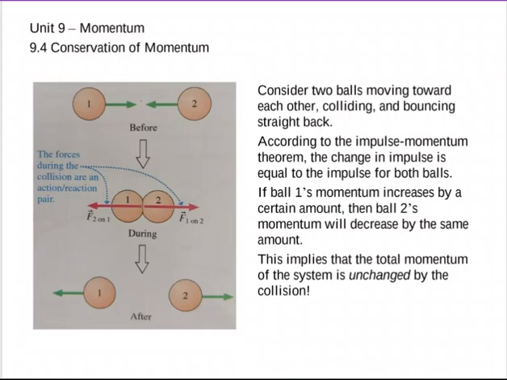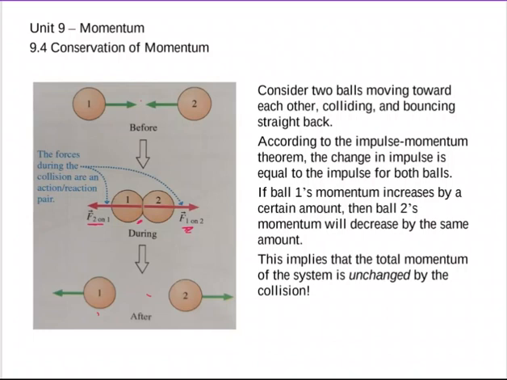So the forces during the collision are an action-reaction pair. So we have force 2 on 1 and force 1 on 2. And we know that momentum is calculated with mass and velocity. So those two, mass and velocity, are going to be heavily involved in this calculation. So during the collision, we have this situation, and then after the collision, they are now moving in opposite directions. So we're going to be able to calculate the final velocity of each, the force on each, and the impulse on each based on the information that we're given.